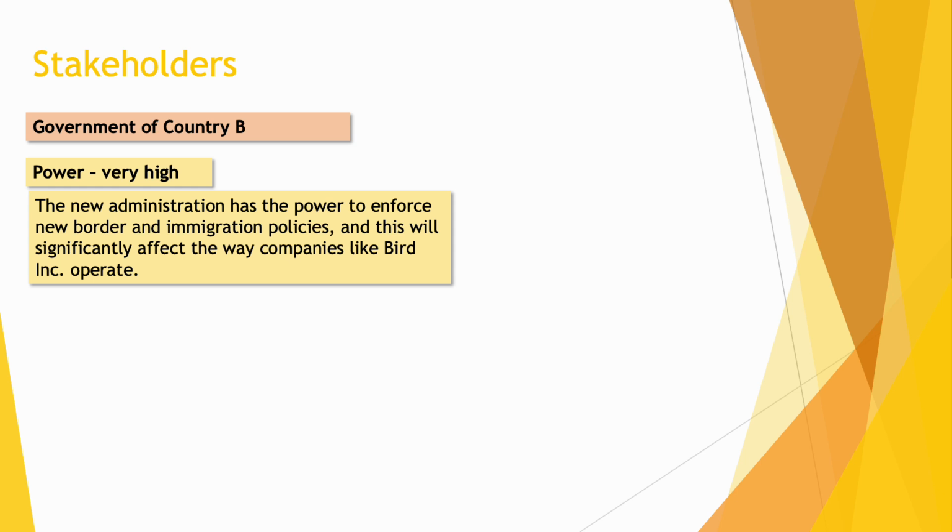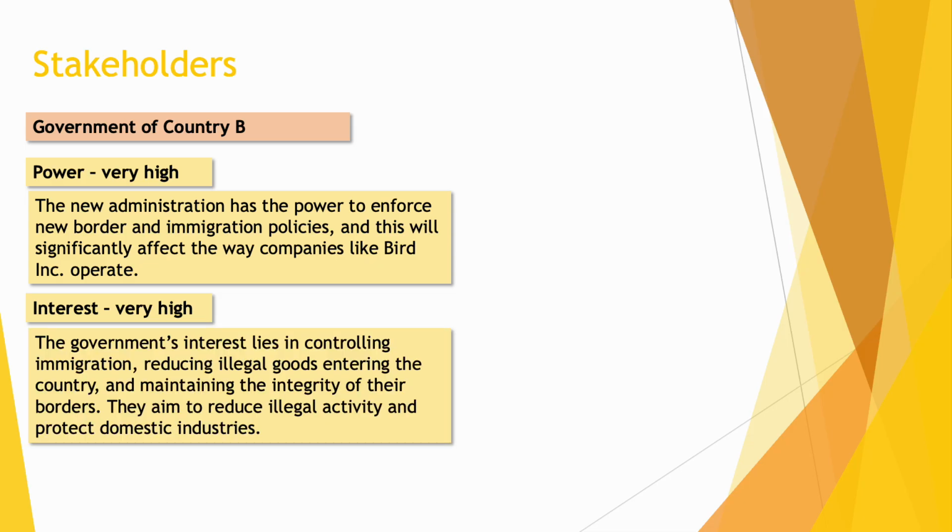Their interest appears to be very high. This seems to be one of the key things that's on the government's radar at the moment. They're concerned about controlling immigration and reducing illegal goods. So this is clearly an area that they feel is important enough to legislate for and presumably keep an eye on.